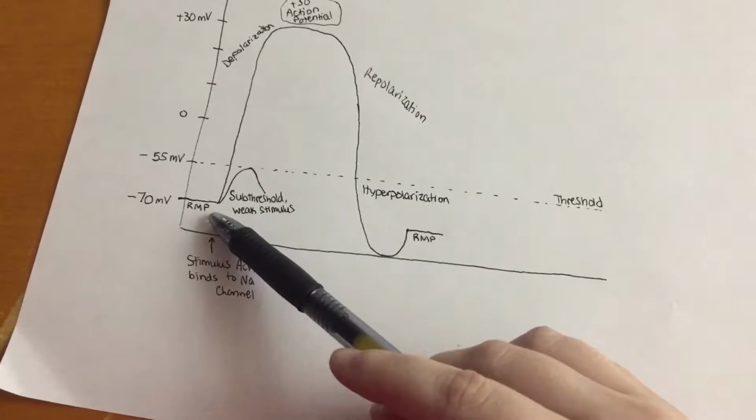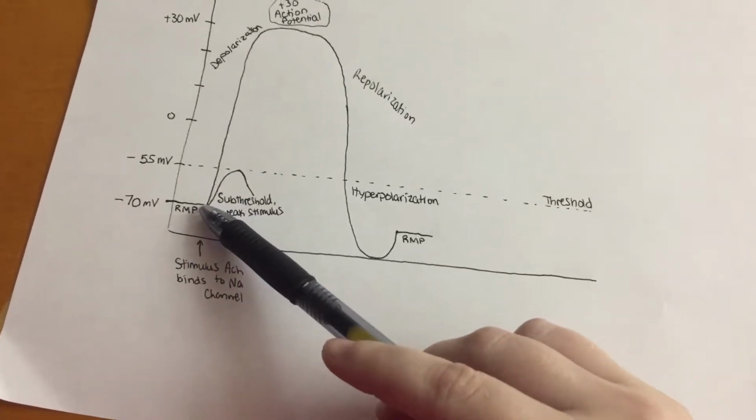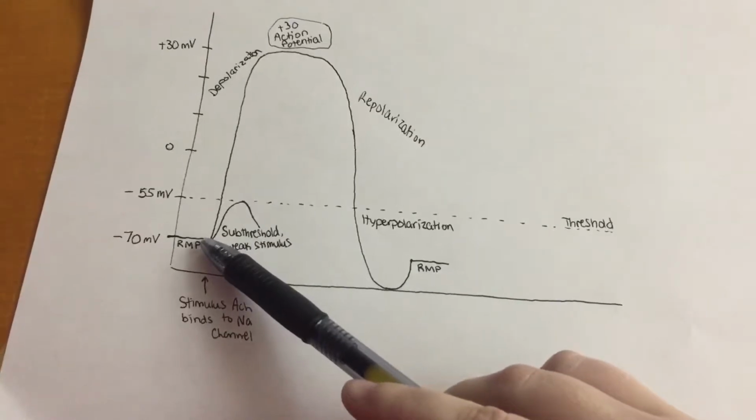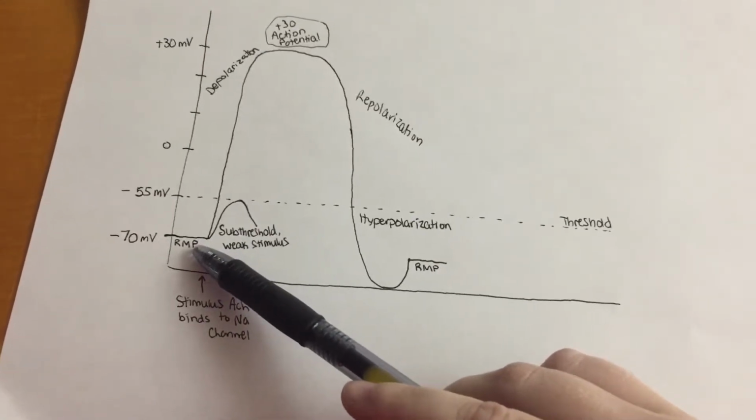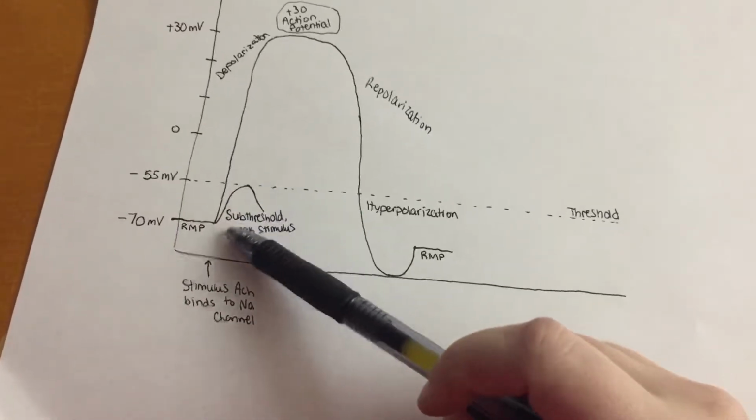This is where it reaches negative 55 millivolts, and the channels are most sensitive here. There's not enough sodium to pass the threshold to reach the action potential, so it just goes right back down.